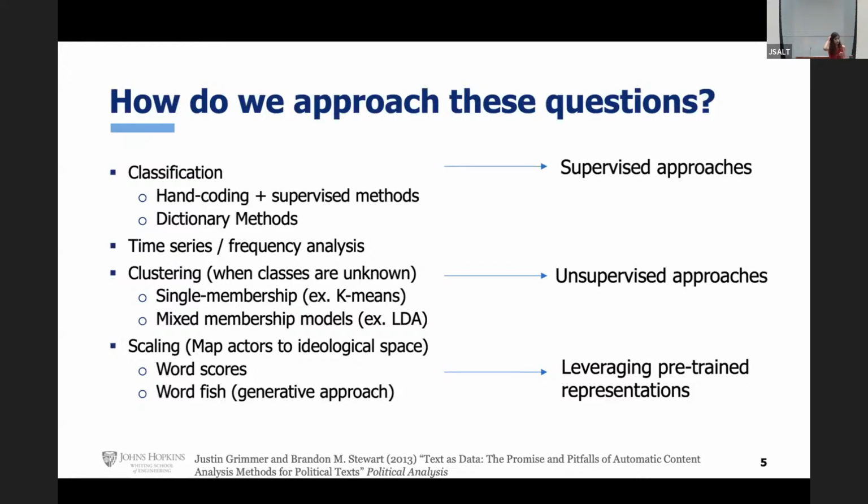So how do we actually do this? What are the methods that we use for this kind of more explanation-driven work? On the left here, what I have is a taxonomy from a paper that was written by two social scientists about 10 years ago. So some of it has aged better than others.